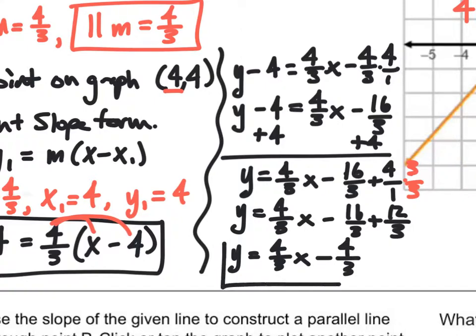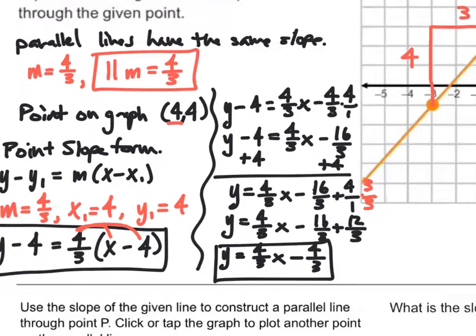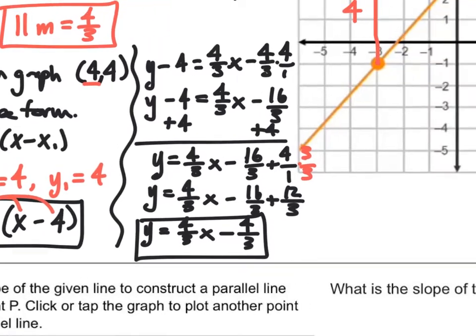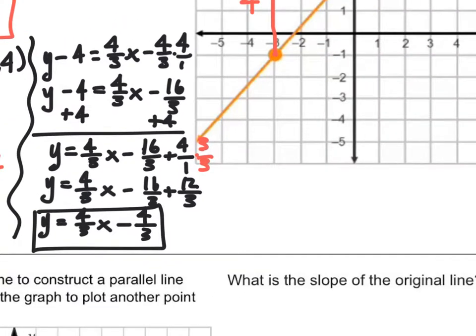All right, and that's my equation in slope-intercept form. So this is point slope form, this is slope-intercept form. Now this will always work. This is the method that I always used growing up and would always multiply this out, and it can tend to be a lot of work. So I am going to show you another way of doing this.